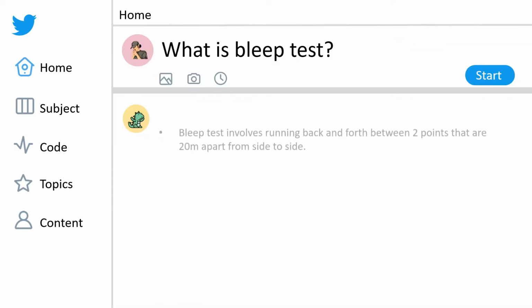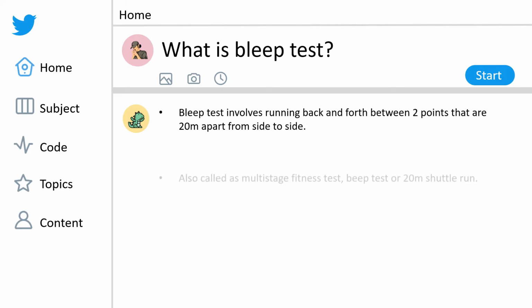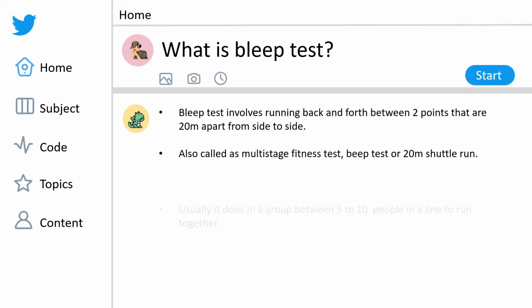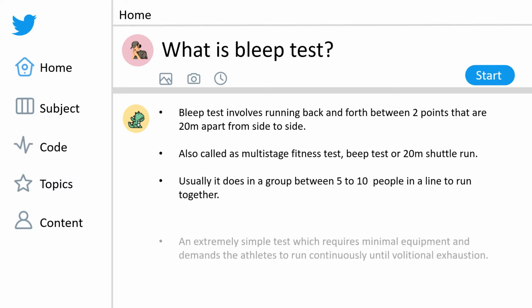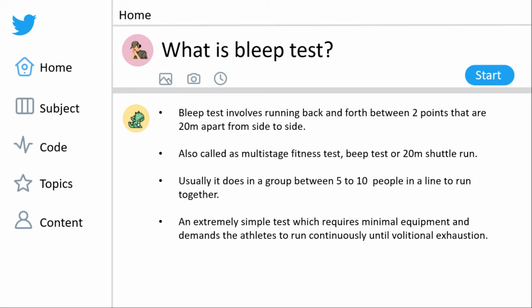What is the Bleep test? The Bleep test involves running back and forth between 2 points that are 20 meters apart from side to side. It is also called the multi-stage fitness test, Bleep test or 20-meter shuttle run. Usually, it is done in a group of 5 to 10 people in a line, running together. It is an extremely simple test which requires minimal equipment and demands the athletes to run continuously until volitional exhaustion.